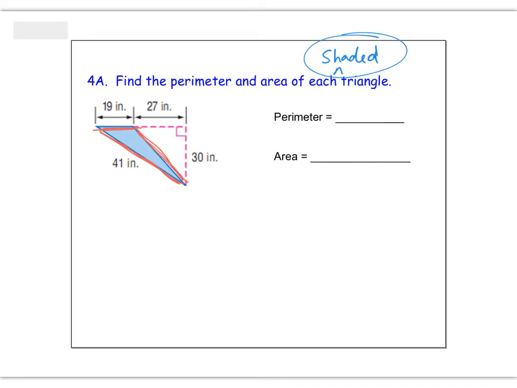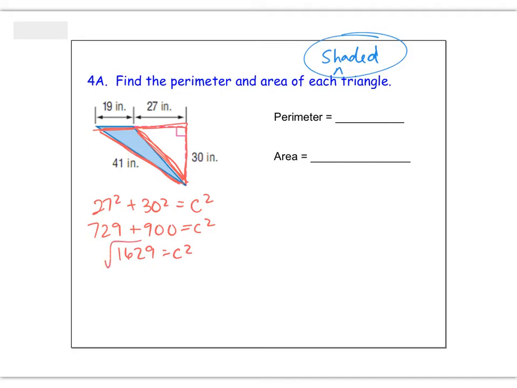And what I'm actually going to do is use this triangle with the 27 and the 30, because that's a right triangle. I can do Pythagorean theorem. So 27 squared plus 30 squared equals c squared. And when I do that, I get 729 plus 900 equals c squared, which is 1629.